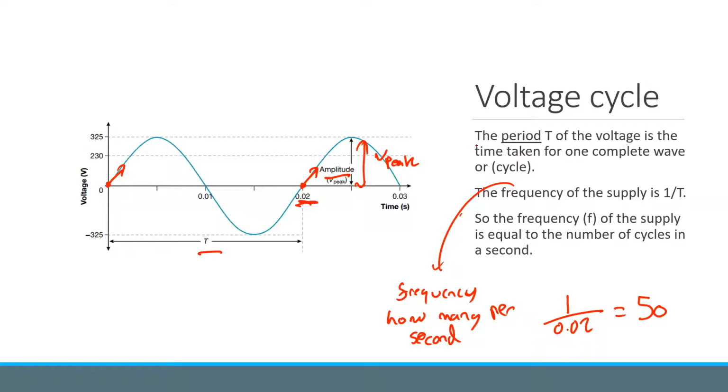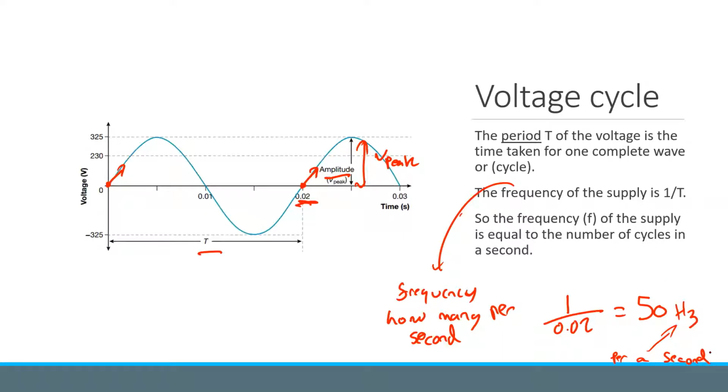Now, we actually use a symbol. We say 50 hertz. Just so you know, hertz is just a quick and easy way to say per second.